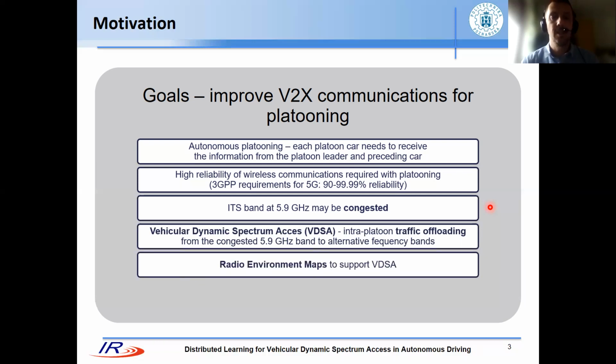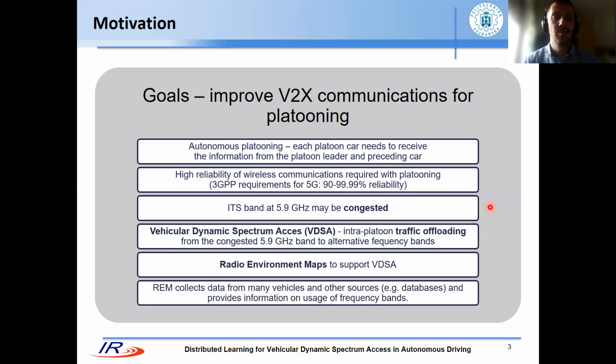And in order to facilitate that, we envisage the use of radio environment maps, which will support the VDSA process, which are simply systems that collect data from many different sources, like vehicles, infrastructure, and other sources, and store it in databases, and then process it in a proper way to provide information, for example, on the usage of frequency bands, the availability, and the parameters that we should use in transmission.